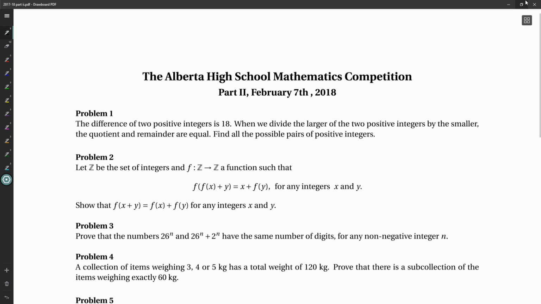Hello, ladies and gentlemen. Root Beer here, and I'm going to be looking at another part two, or second part, of the Alberta HSMC, or High School Math Competition. So we're going to be looking at the 2008 part two of the contest. Remember, this contest is done in 2 rounds. First part, a nice little 80-minute multiple choice contest.